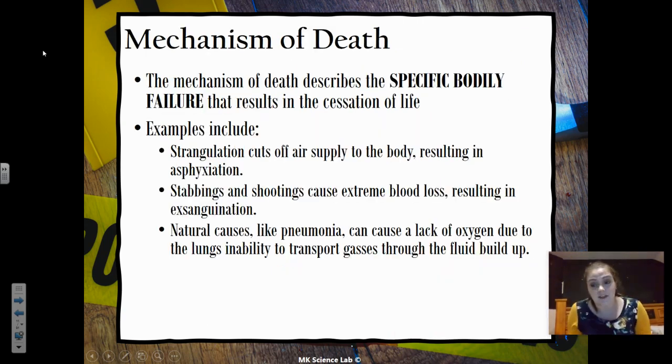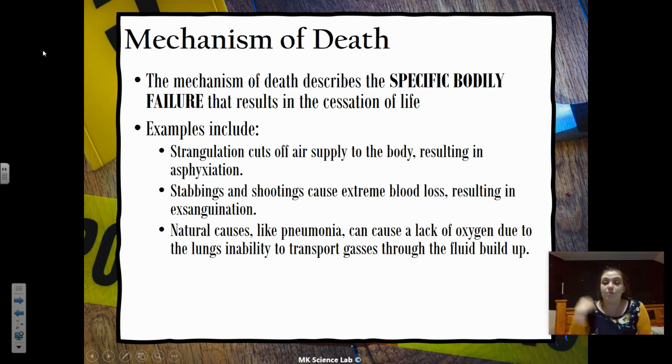Now, mechanism of death is the specific body part that failed. The mechanism of death describes the specific bodily failure that results in the cessation of life. For example, strangulation cuts off the air supply, so the result is asphyxiation. What actually happened was loss of oxygen to your brain. That's what is actually failing.